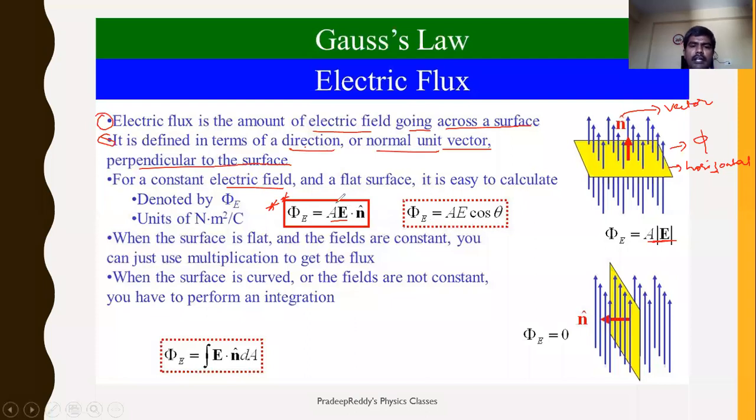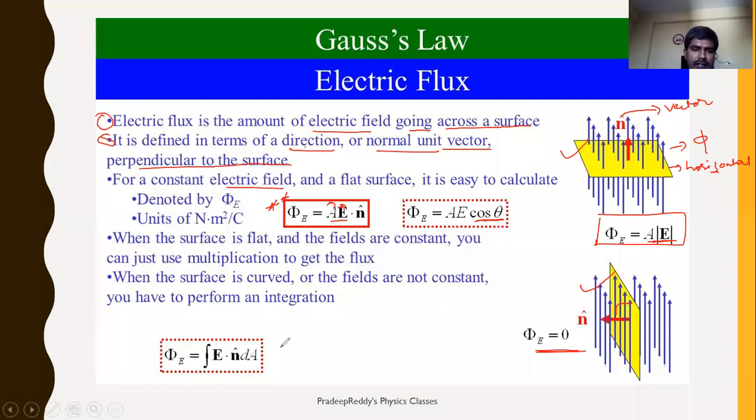Okay, so generally if these two are considered to be vectors, this is a vector and this is a vector, the dot product of these two gives you cos theta in between them. So phi will be equal to AE cos theta. Clear? And A is area vector, you need to take that area vector. These examples we have discussed in the last slide itself. Here field and area vector are perpendicular, so phi will be 0. Here field and surface vector both are parallel, therefore you will be having maximum flux, right?